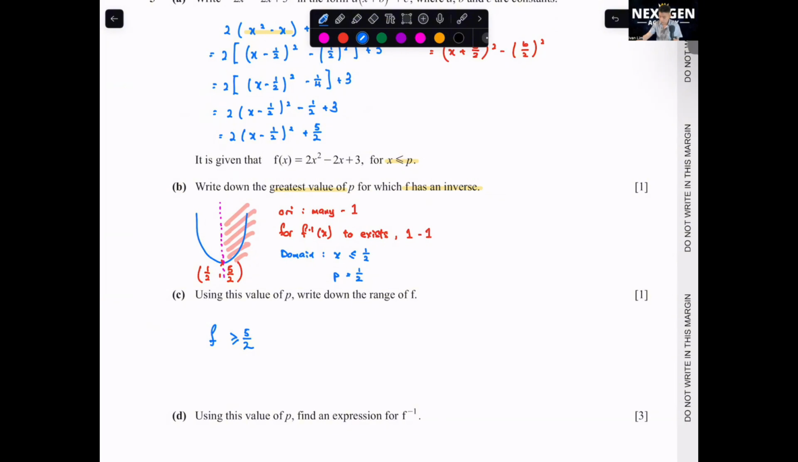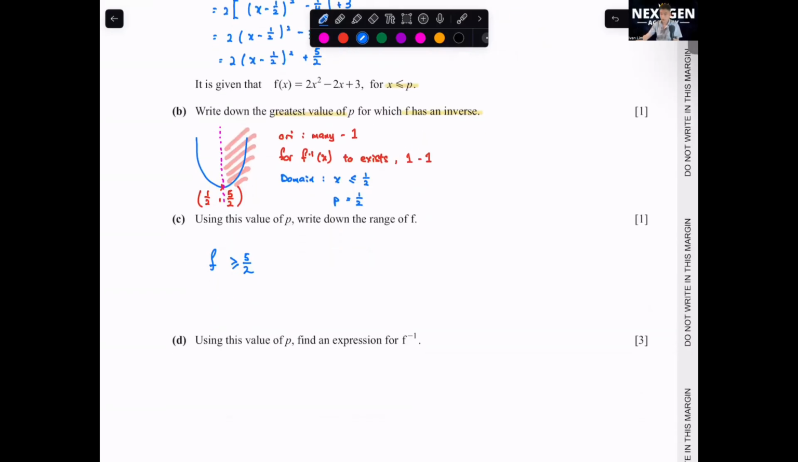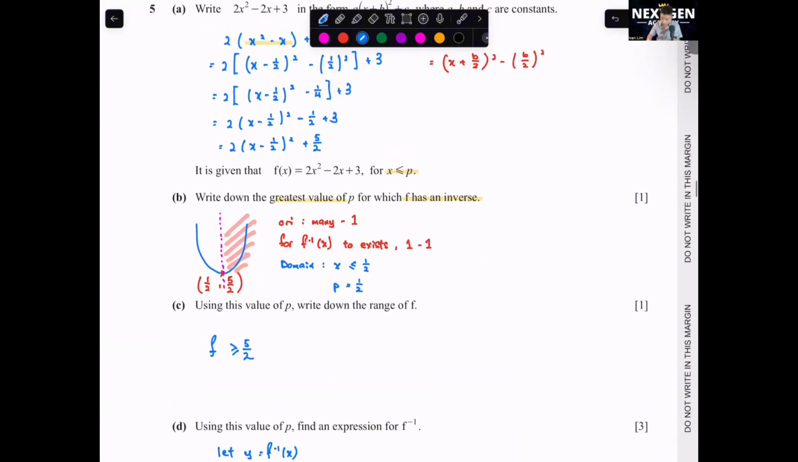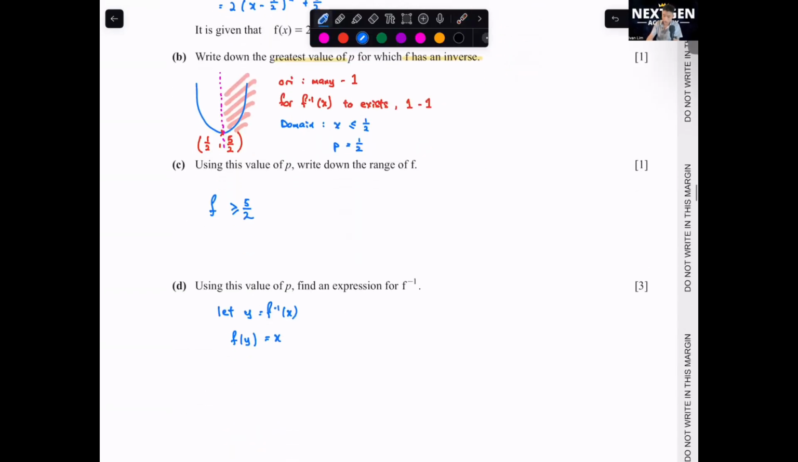Okay, now using this value of p, find an expression of f inverse. Okay, so find your inverse function. So I will start with this statement. Let y equals f inverse x, so f(y) is equals to x. Okay, what is f(y)? We can use the CTS one, it will be easier for us to do the inverse function. So we will take 2 bracket y minus 1 over 2 squared plus 5 over 2 equals to x.